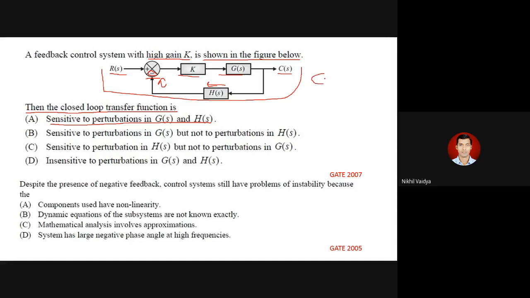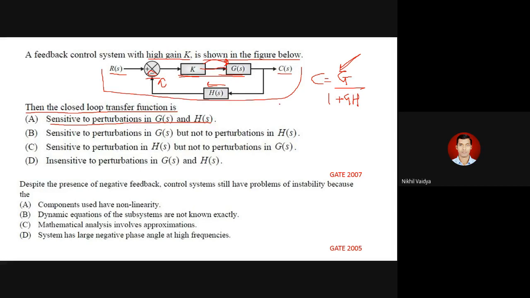CLTF is equal to what? We know the general formula, G of S upon 1 plus G of S into H of S. So what is G? Forward path transfer function. Now if we calculate the forward path here, it will get multiplied by K into G of S, because this is a block diagram reduction rule. When both the blocks are coming in series, we just multiply them.